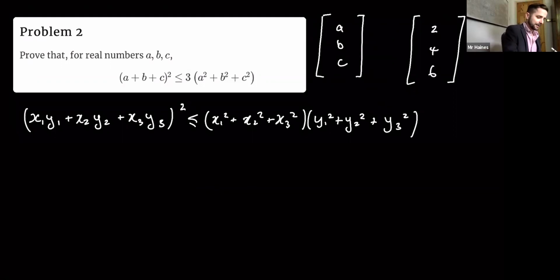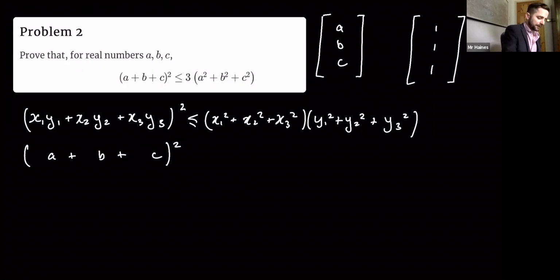So let's try that. So on the left-hand side of Cauchy-Schwarz, this would give us 2a plus 4b plus 6c, all squared. And that's starting to not look quite right. The 2, 4, 6 there, I want that to be 1, 1, 1 actually. So let's revise our idea. Let's go back and try 1, 1, 1. And then we get exactly what we want on the left side.